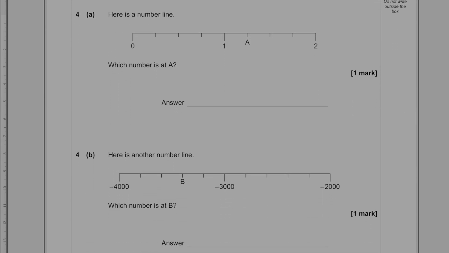Okay, question 4. Here is a number line. Which number is at A? So we've got 4 jumps. One, two, three, four. 4 jumps between 1 and 2. So we're going up in 0.25s each time. So that would be 1.25.